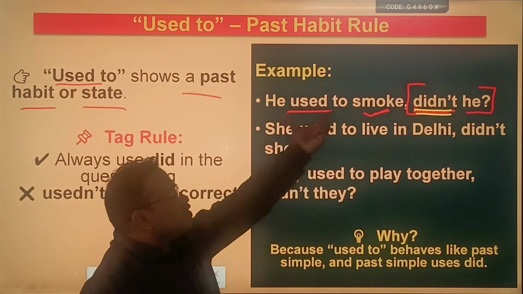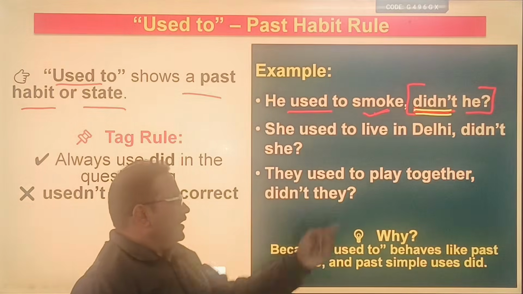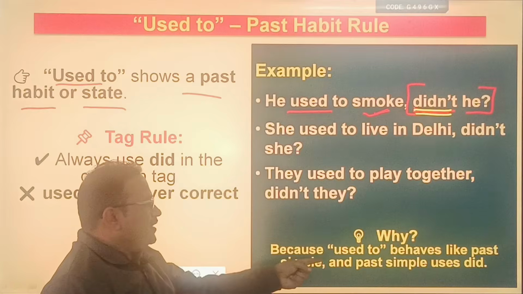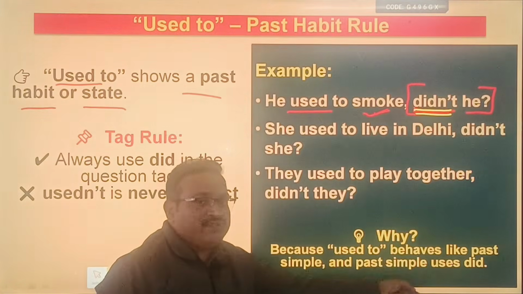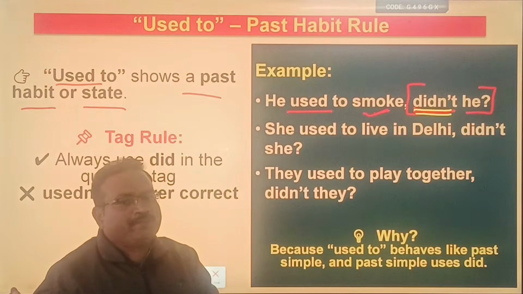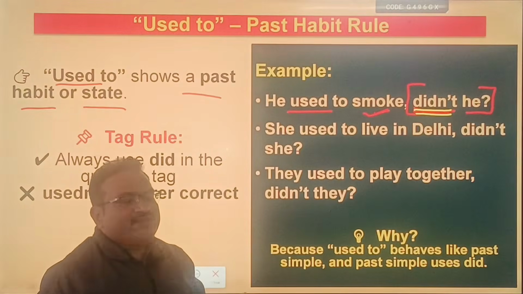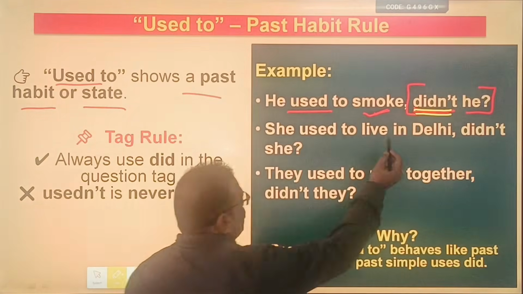Why? Because used to will not be used as an auxiliary verb. You can see the reason. Because used to behaves like the past simple, and past simple uses did. किसी के habit है ऐसा करता था past में. So that is why we use did, not used to, as the question tag.